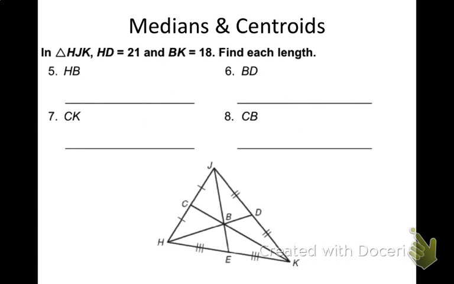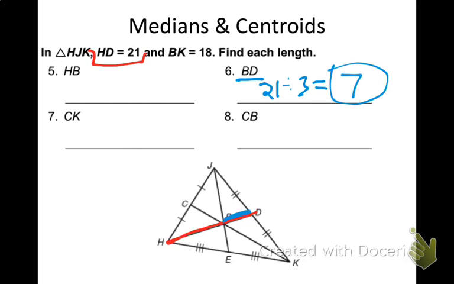Let's try number 5. Problem set's number 2, I guess. In triangle HJK, HD is 21. So I'm going to start right here with HD is 21. This whole segment is 21. Which one do we like to find first? Do you like to find the small one or the medium first? Is it easier to find the smaller one first? Okay, so let's find BD first then. We'll do number 6 first. If the whole segment is 21, that makes BD what? 7, right? Because I'd take 21 divided by 3, and that gets me 7.